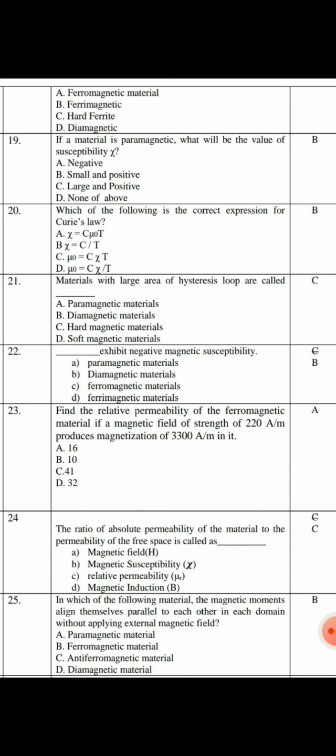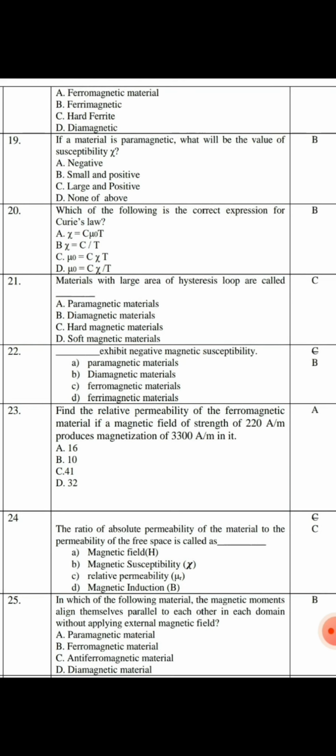23. Find the relative permeability of the ferromagnetic material if a magnetic field of strength 220 ampere per meter produces magnetization of 3300 ampere per meter in it. From the formula, when we solve it, we get the answer, that is option A, 16.